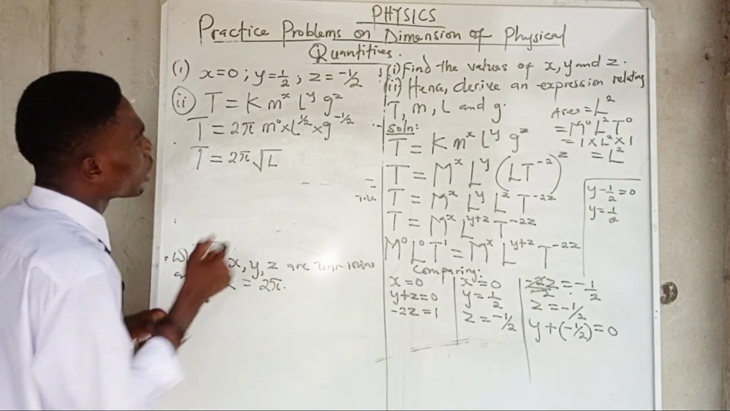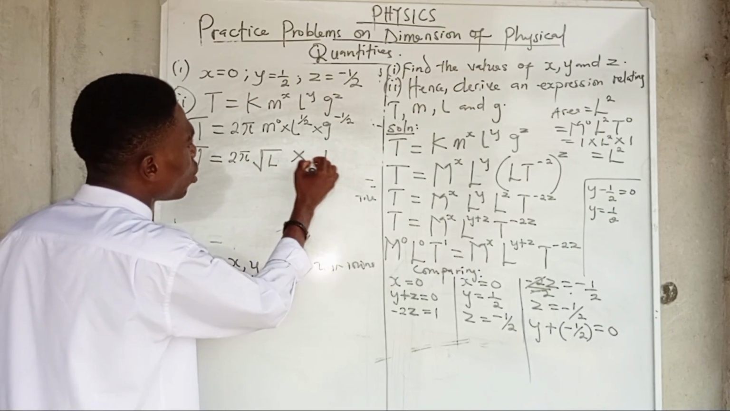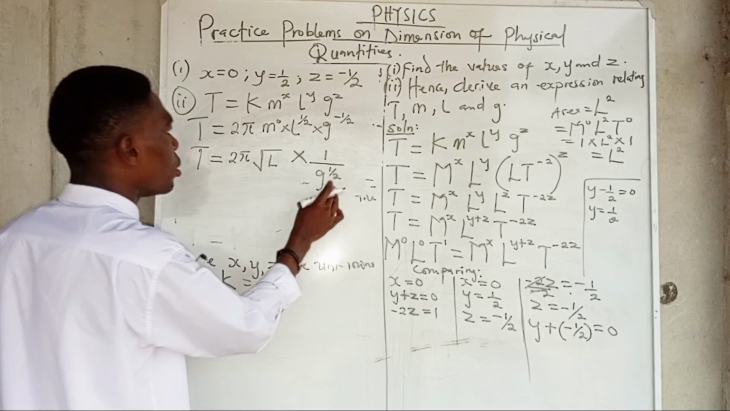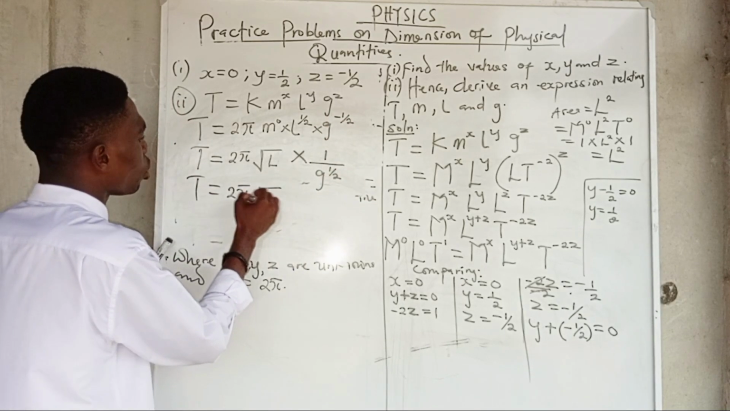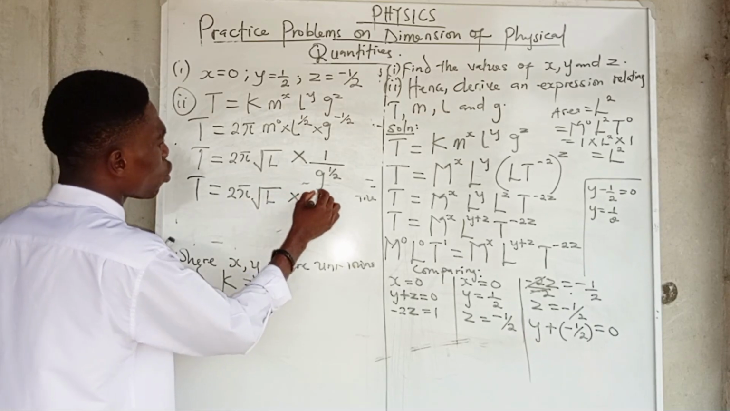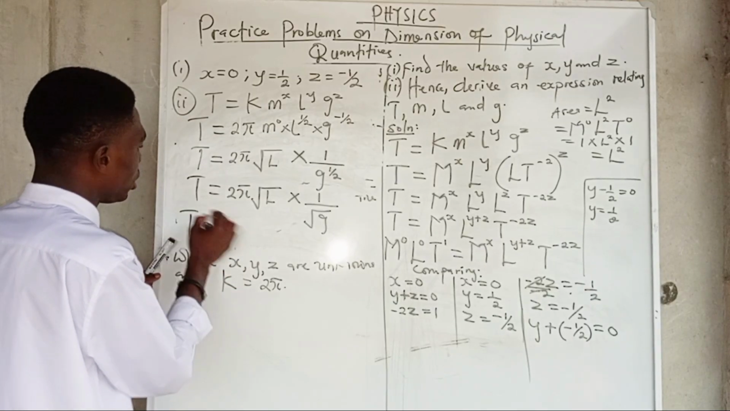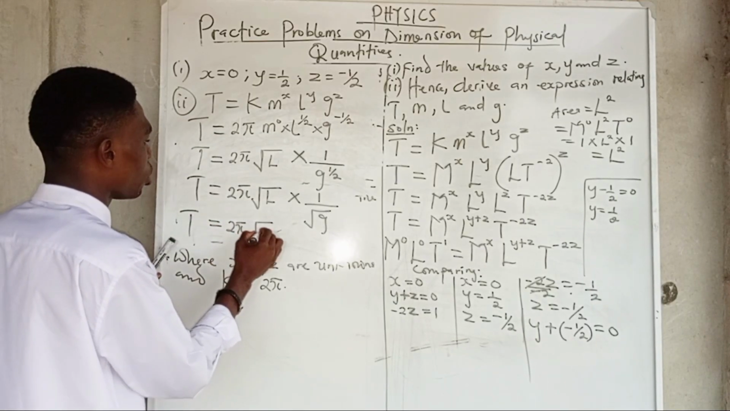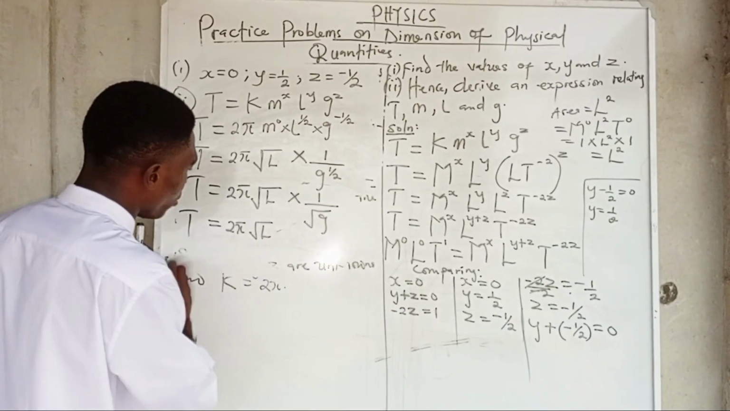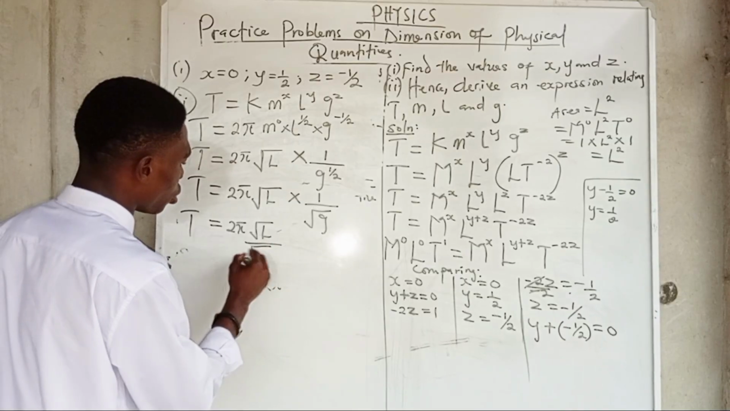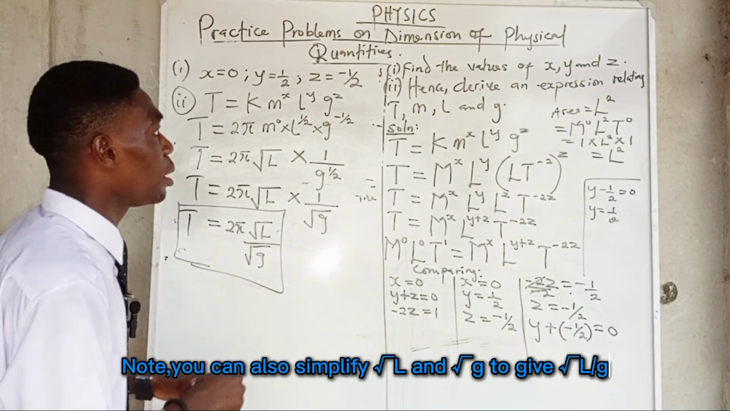Are we together now? Okay, this is a negative index, so I have to write this as 1 over G raised to the power of half. That's if you remove the negative sign, put 1 over this. So T now becomes 2 pi square root of L times 1 over G to the power of half, which is the same as square root of G. So T is equal to 2 pi square root of L over square root of G. This becomes the expression that relates T, L, and G.